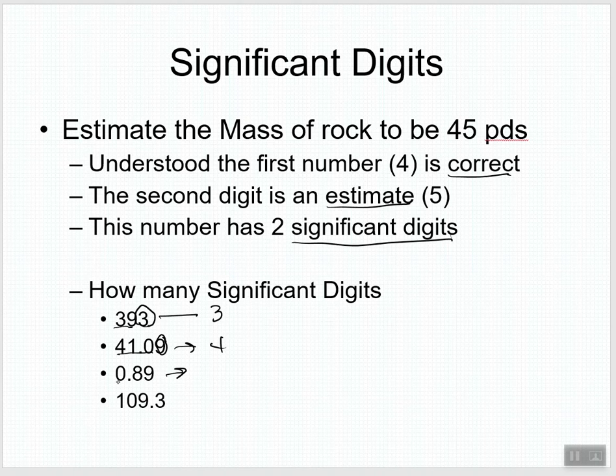In this case right here, the 0 was measured, the 8 was measured. The 9, on the other hand, is an estimate. So there's 3 sig figs. 109.3, there's 4 significant figures.